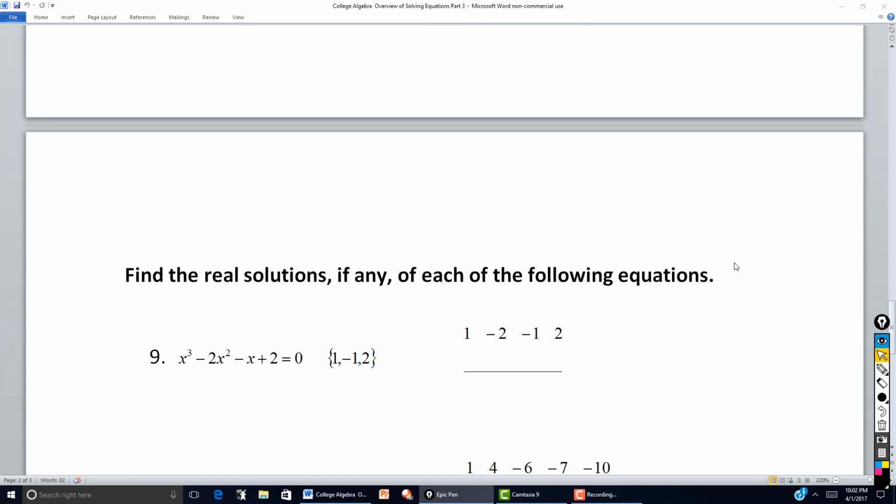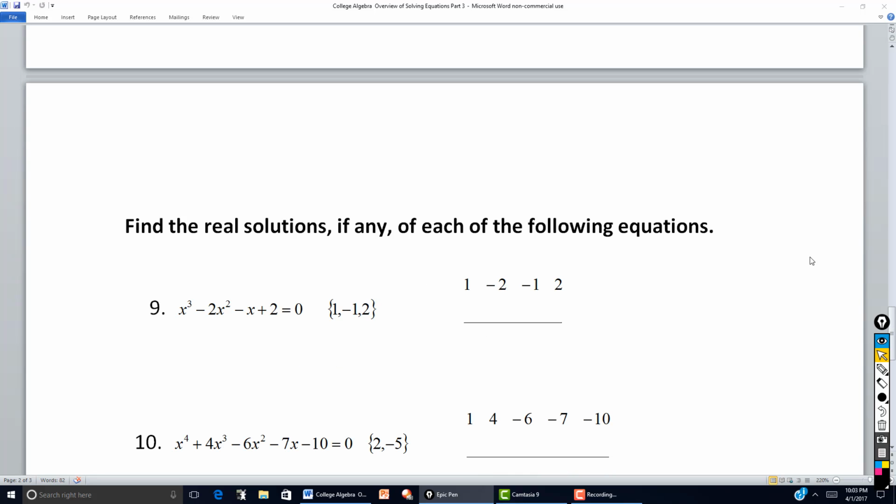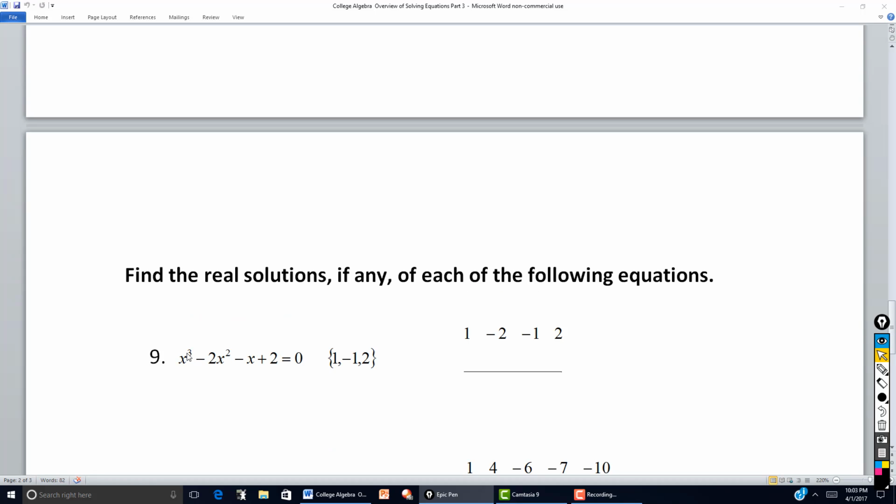Okay. So here we want to find the real solutions. Remember, an equation can have real solutions or it can have imaginary solutions. As in particular, quadratic equations, we already saw that situation where you can have real solutions or non-real or imaginary solutions. So in this case, it says find the real solutions, if any, of each of the following equations. Okay. So I have the answers there again. Keep in mind that this is a third-degree equation.